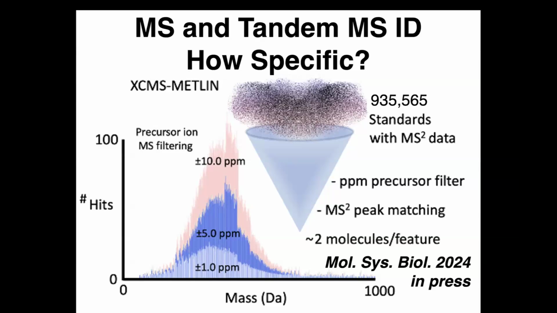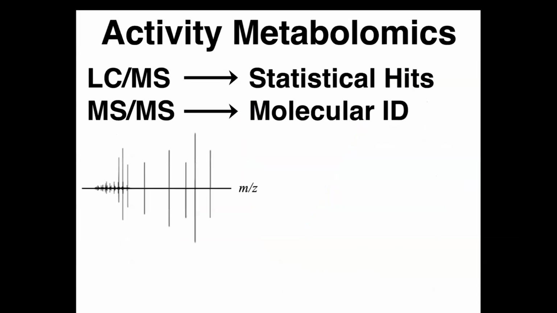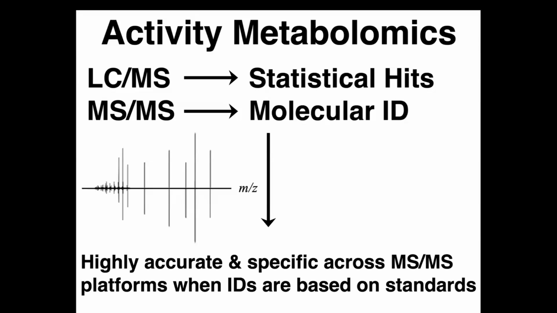So I think what I'm about to tell you is very encouraging from a metabolomics perspective in general. The reality is that MSMS data is very accurate across instrument platforms, and it's very specific. That high level of accuracy and specificity across platforms allows us to do really solid identifications, as long as it's based on standards and experimental data.